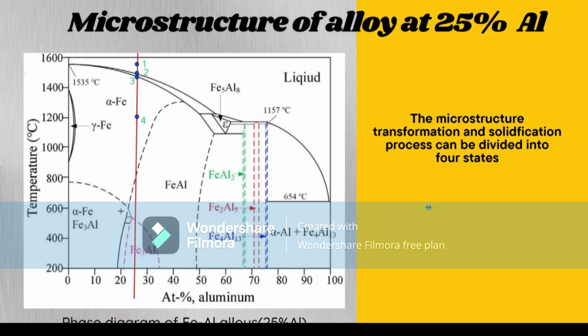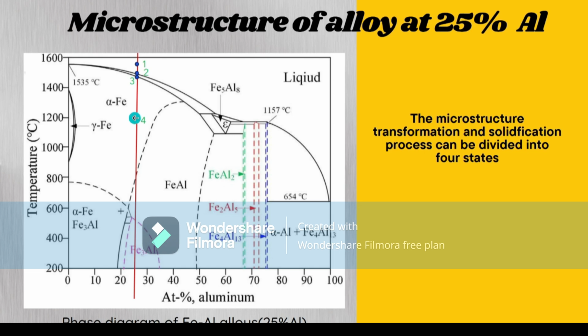Hi doctor, my name is Ong Wedun. Today I will continue the presentation of the microstructure of the alloy at 25% aluminum. The alloy with 25% aluminum means that the alloy content is 25% aluminum and 75% iron by weight.